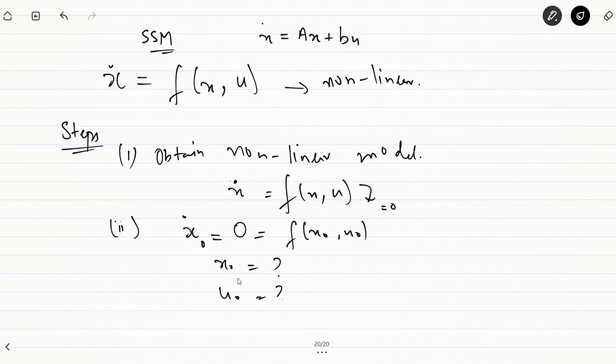So once you have done obtaining the operating points around which you actually want to linearize this system, then you can actually apply the Taylor's expansion to this.